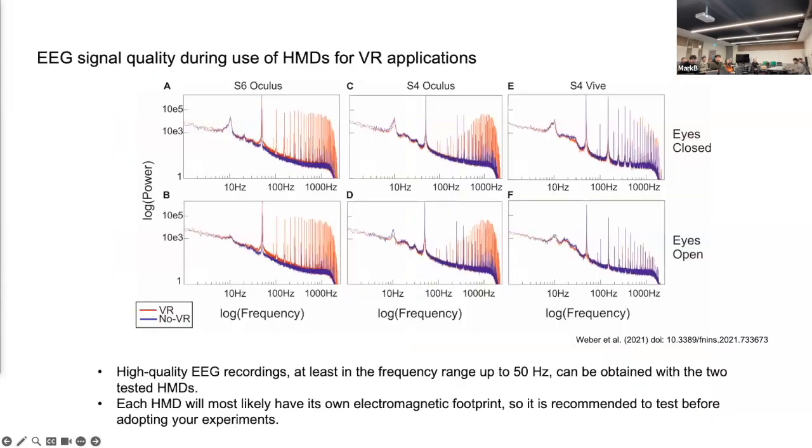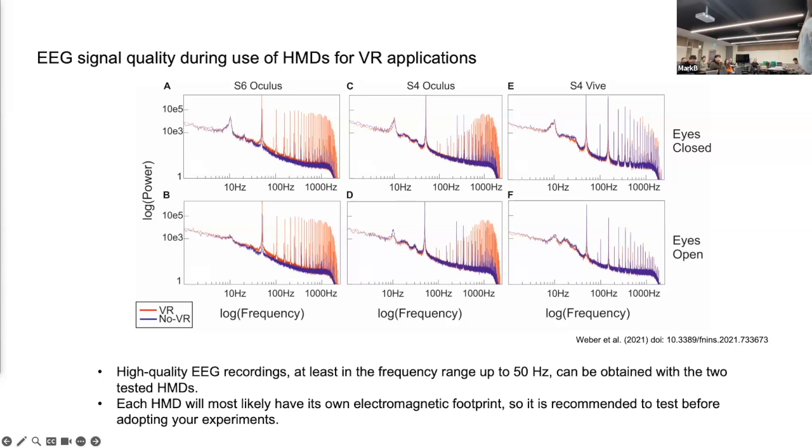And also, I found an article that says each HMD has its own electromagnetic footprint. So it means the device has its own electric noises. So if we put those devices on top of our EEG system, those noises can also affect the raw data signal of our EEG.